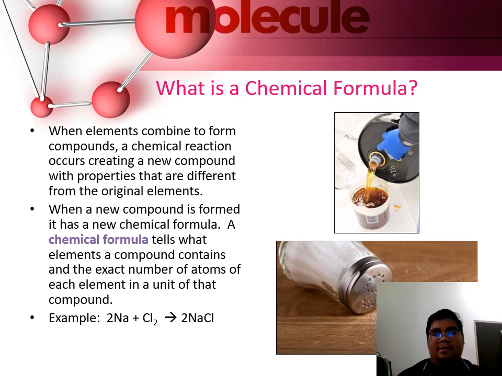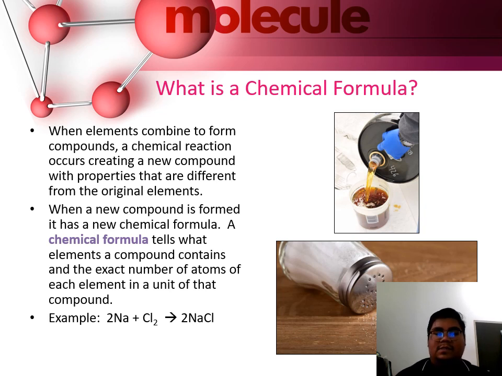So what is a chemical formula? When elements combine to form compounds in a chemical reaction, it creates a new compound with properties that are different from the original elements. So when a new compound is formed, it has a new chemical formula. The chemical formula will tell you what elements a compound contains and the number of atoms of each element in that unit.